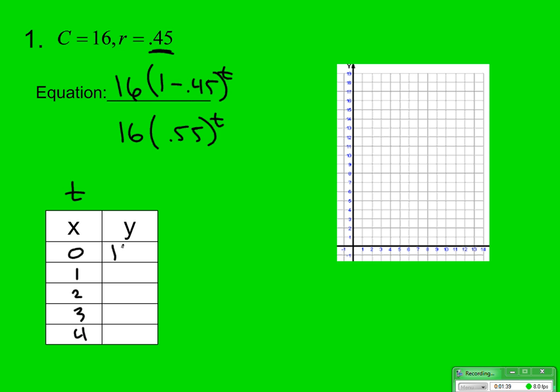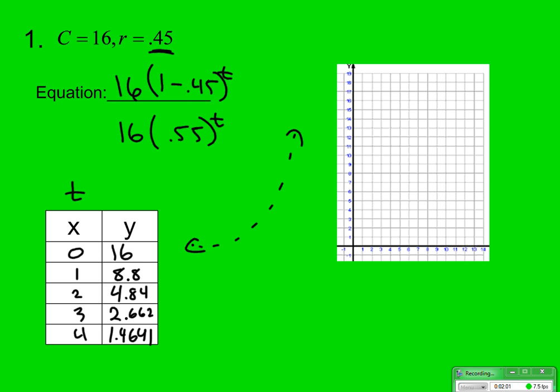So at 0, I'm going to be at 16. At 1, I'm going to be at 8.8. At 2, I'm going to be at 4.84. At 3, I'm going to be at 2.662. And at 4, I'm going to be 1.4641. Now, please remember, the exponential function, the one that looks mostly like this.